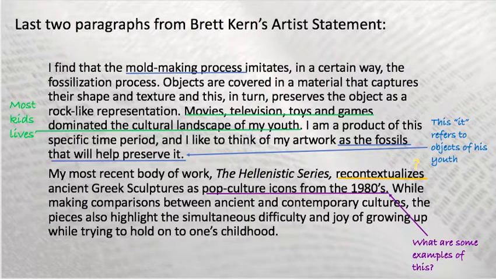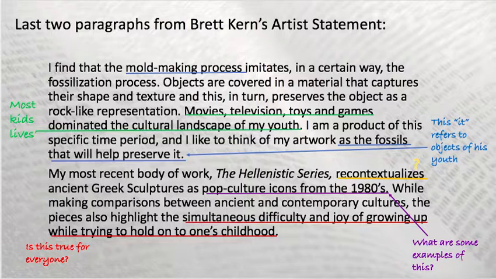Simultaneous difficulty and joy of growing up. I don't know if I really experienced that. I was always excited to grow up. So I'm going to kind of highlight this. And we might want to think about, is this statement really true for everyone?